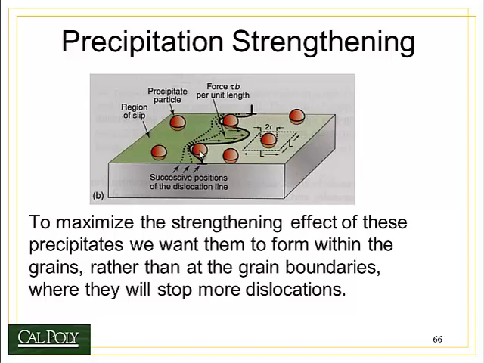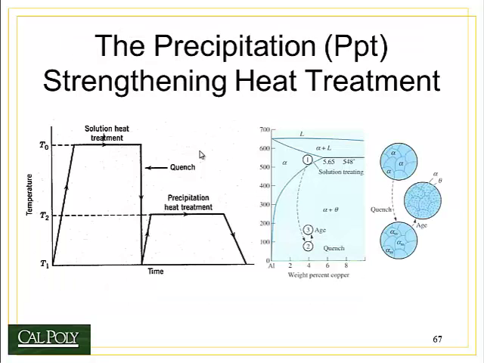One of the tricks to this is to have those precipitates be as close to each other as possible. The closer they are, the better they're going to block that dislocation and make it harder for the dislocation to move. So the goal then is to have very small precipitates that are very closely packed together. How can we do that? Well, that's where precipitation heat treatment comes in. And here's how it works.